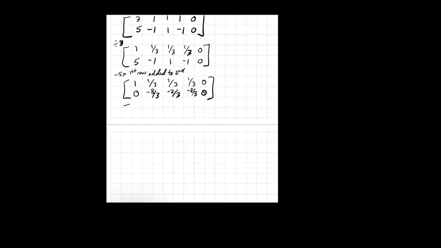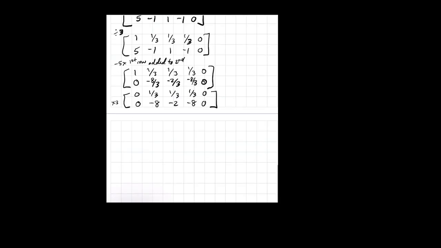Then another easy step here. What do you want to do to get rid of all those fractions? Help yourself out. You probably go ahead and multiply the second row by 3, right? So you have 0, -8, -2, -8, 0. Now what would we do? Sorry, this one is a 1.